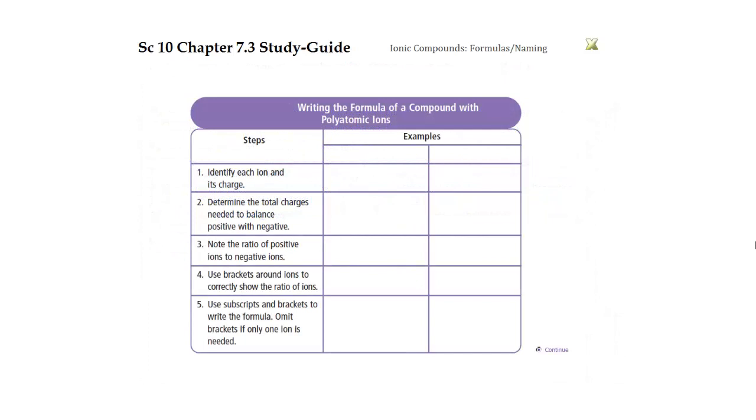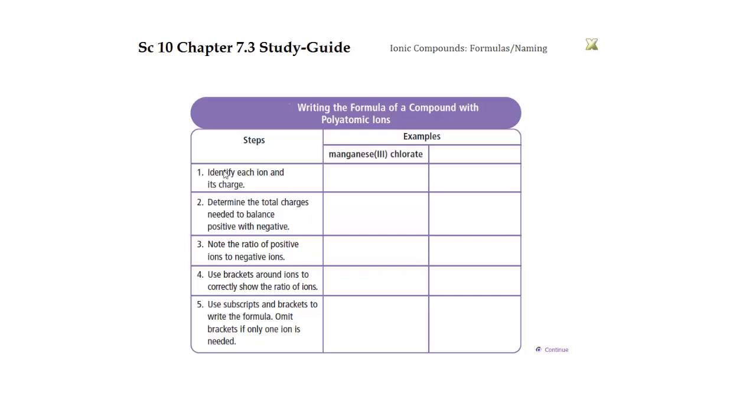So let's do a few examples of writing formulas of binary ionic compounds. I guess in this case we wouldn't say binary because we're going to have more than 2 elements in these compounds. But these are compounds with polyatomic ions. If you desire, you are welcome to a copy of this actual page. It also includes the notes from the previous page. So if you haven't written them down in your own copy of the study guide, feel free to talk to me and I'll get you a copy.